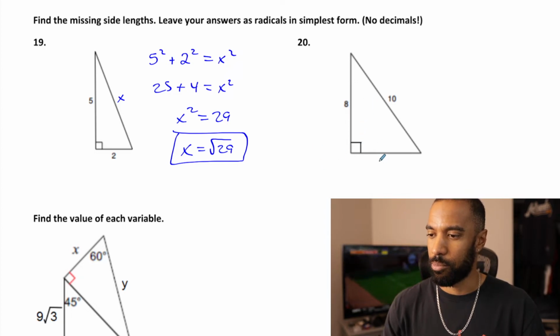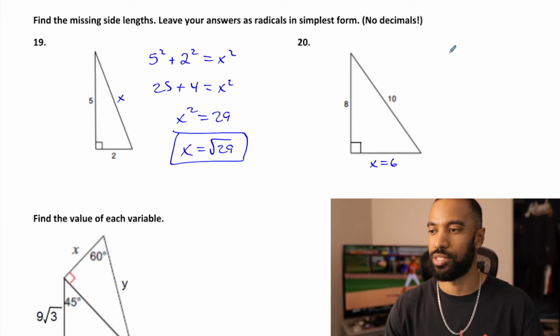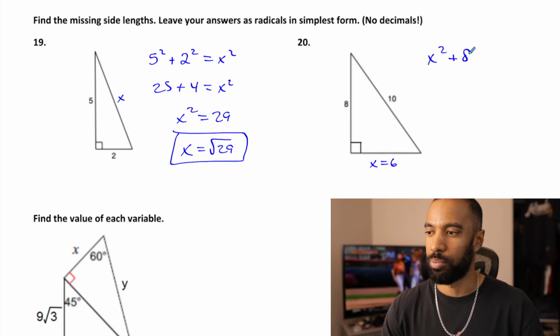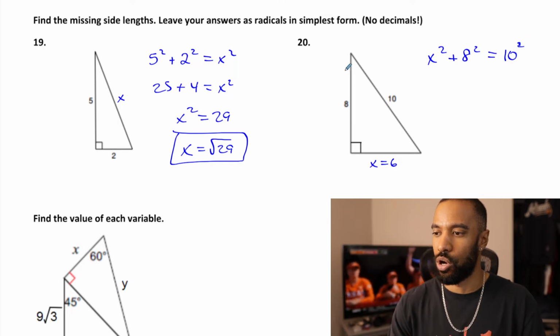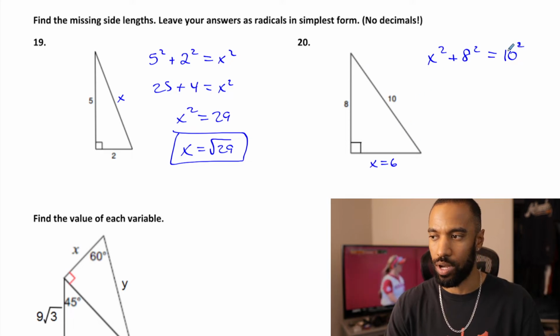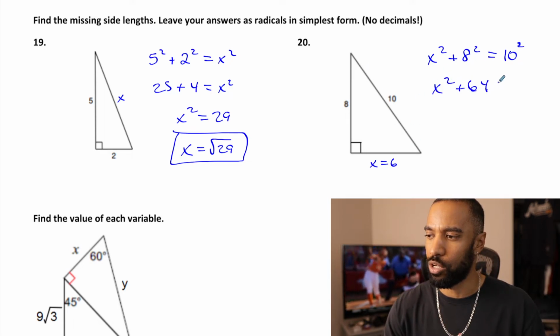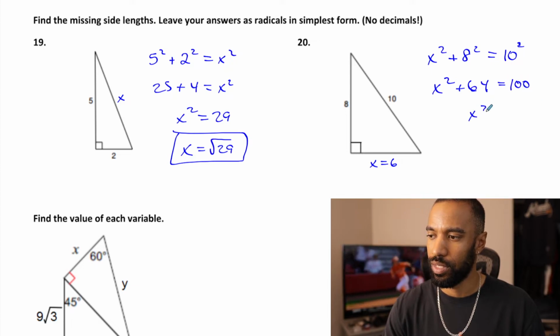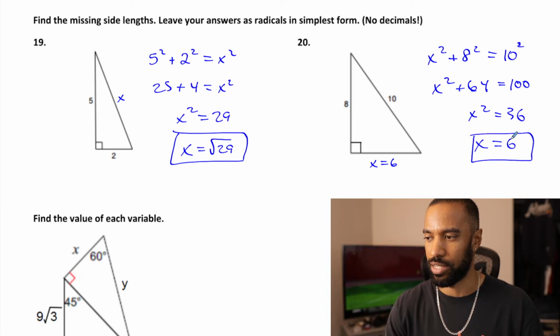Now, I'll tell you right now on number 20, the answer is 6, and I'll tell you why after we do Pythagorean theorem. But let's do that. X squared plus 8 squared equals 10 squared. Notice 10 is the hypotenuse, so the third side, that c, is the one that we write on this side here. X squared plus 64 equals 100. X squared equals 36. Take the square root of both sides. You do indeed get x equals 6.